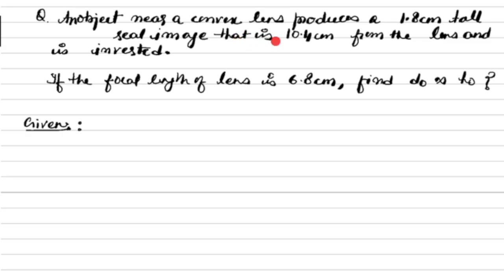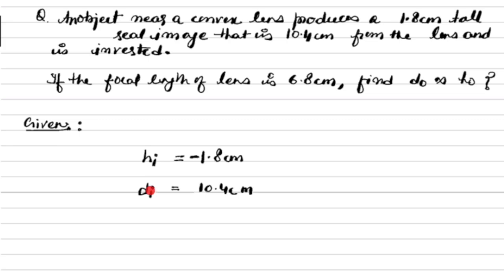An object near a convex lens produces a 1.8 centimeter tall real image. So 1.8 centimeter is the height of image. Note here it is a real image, which is at this distance, 10.4 centimeter. So the distance of image is also given, 10.4 centimeter from the lens, but it is inverted. So this hi, height of image, I will take negative. This is an important point here.